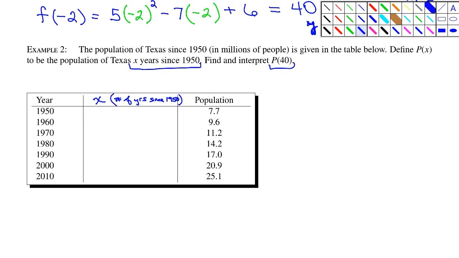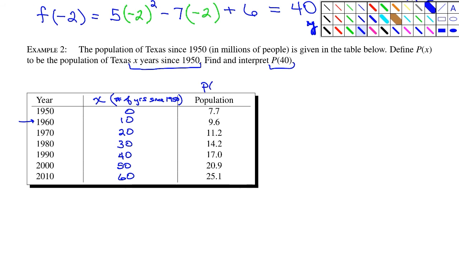And now for the actual year, 1950, we need to come up with the value of x. Well, how many years was 1950 since 1950? Well, that's 0. It's the same year. And then how many years was 1960 since 1950? That was 10 years. And if you continue on, you see the pattern: 20 years, 30 years, 40 years, 50 years, and 60 years. And those are going to be our x values. Then the numbers in the right column give us the population.